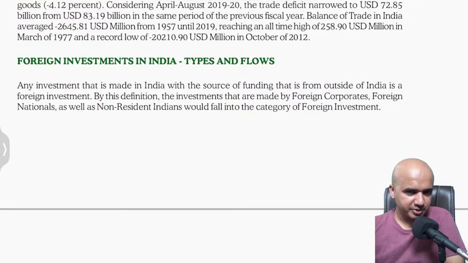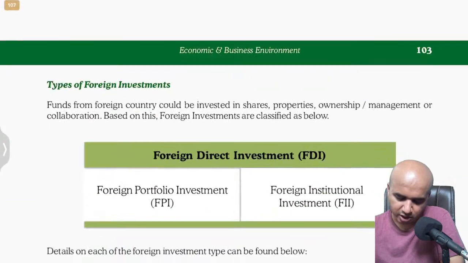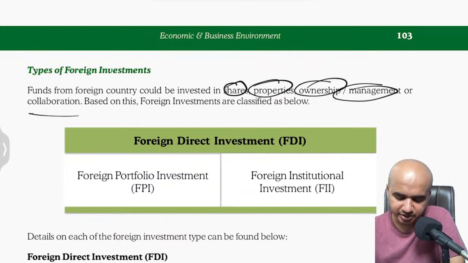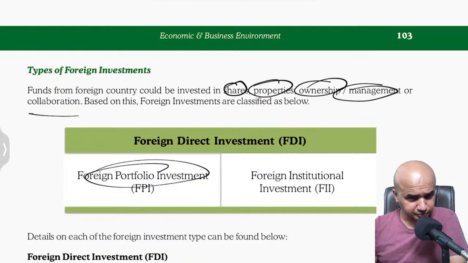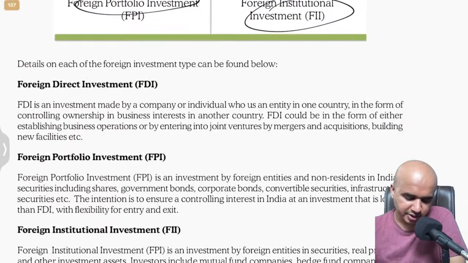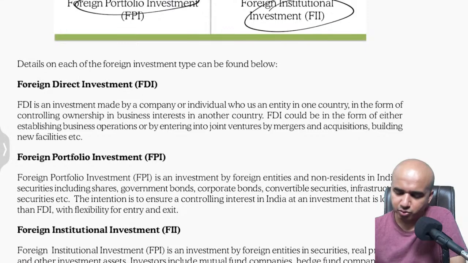Okay, let's move on to foreign investments in India, types and flows. Types of foreign investments, we have two different types. Foreign portfolio investment. Funds from foreign country could be invested in shares. They can invest in shares of the companies here, properties, ownership, management, or collaboration. So based on that, they have classified into two different things. Which are those? Portfolio investment and institutional investment. We'll see what are those. FDI, first of all, this we have already seen, foreign direct investment. You directly invest in some business here by taking up the shares.